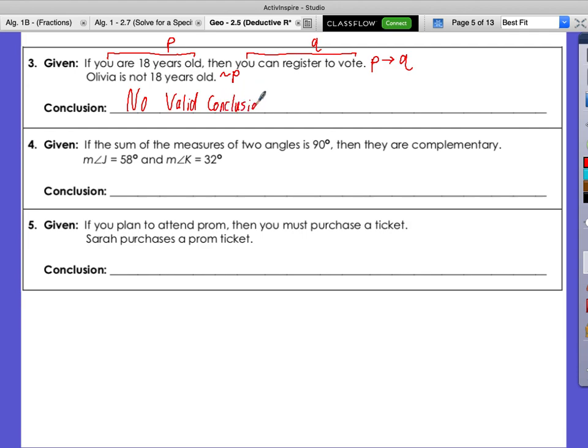And you might say, Mr. Kossel, what does that mean she can't register to vote? Well, let me tell you this. I'm 23 years old. Can I register to vote? Yes. But I'm not 18. So Mr. Kossel's not 18 years old, but I can still register to vote. So we can't draw a conclusion, because we don't know which side of 18 they're on.